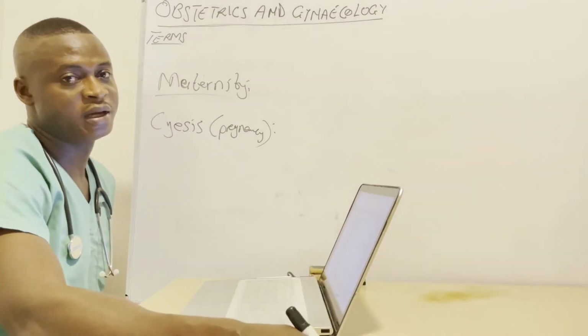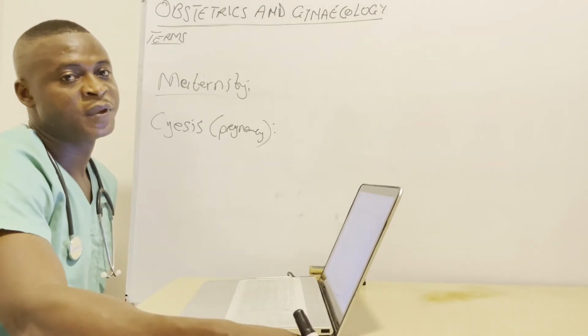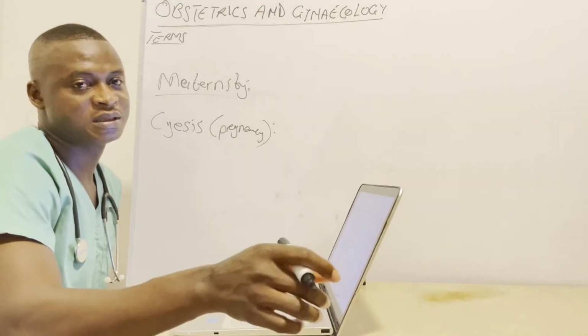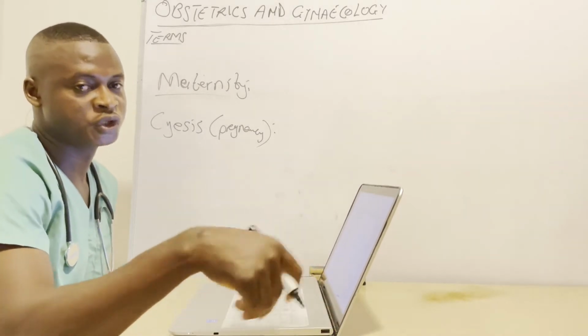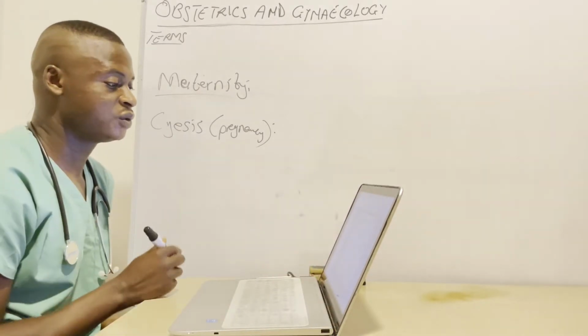So pregnancy can occur in the uterus or elsewhere. It means you can be pregnant, but the fetus or the embryo will not be lying in the uterus, but elsewhere in the body. Later we will dive into that more.